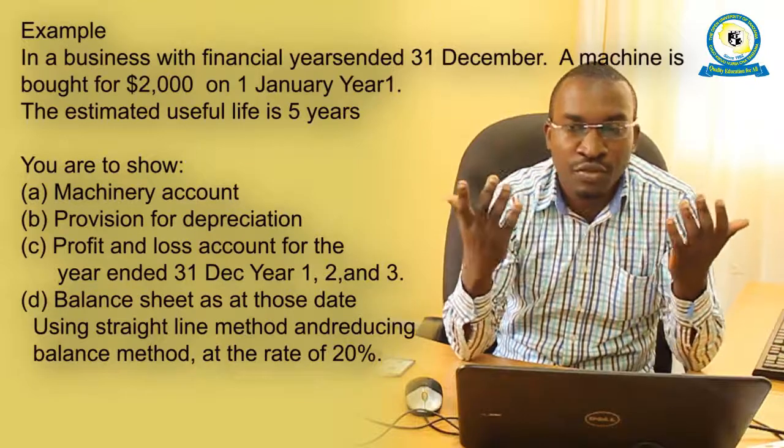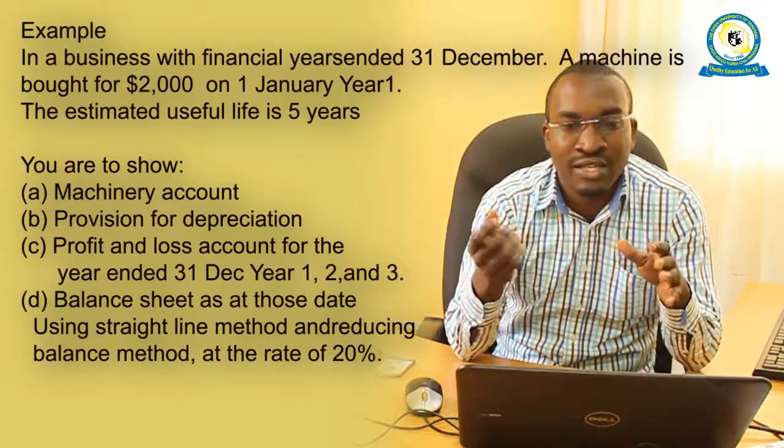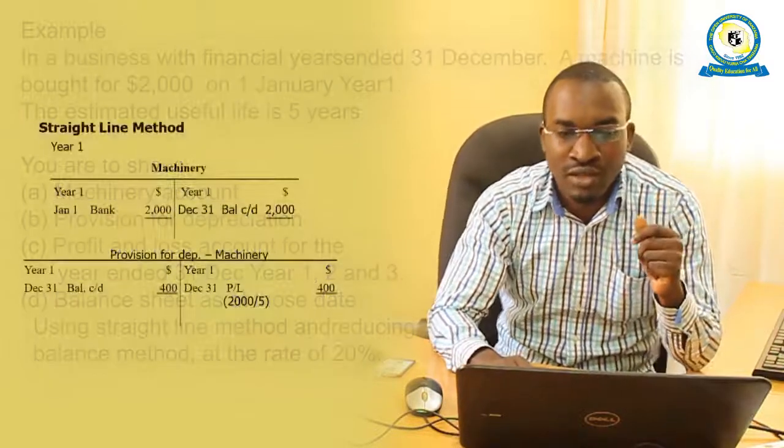So you can use both of the methods, because now we are going to see the accounting treatment. Let us start by using the straight line method, and again we're also going to look at the reducing balance method. As you can see in this slide here, this is how you're going to record the machinery account in year 1.